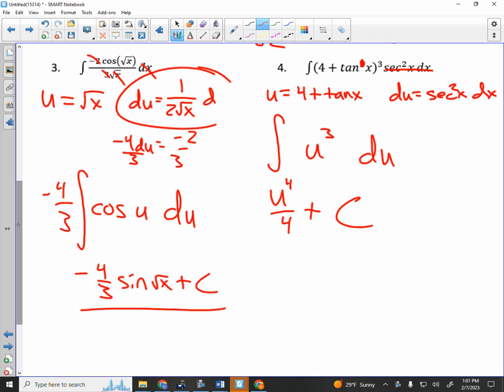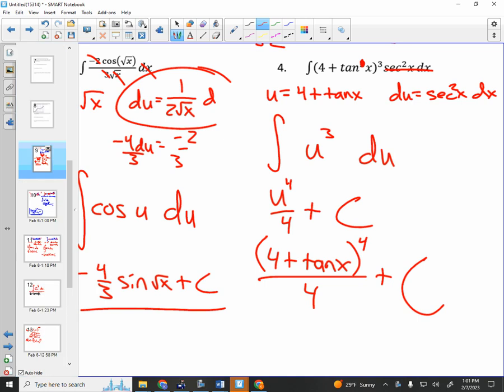We don't leave u. What do we put in its place? If you wanted to check your answer, you could take your derivative using the chain rule, and you should come out with what we had before. Notice how that's how we started this unit. We said take the derivative and see if you come up with what you're supposed to. That's how we started, so you could have the opportunity to check your answer.